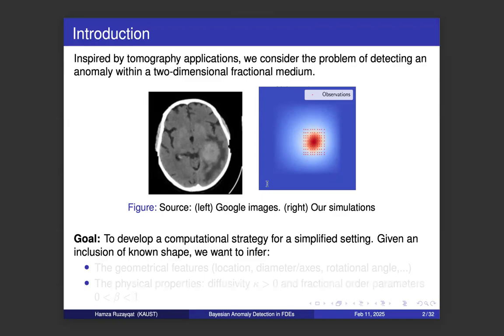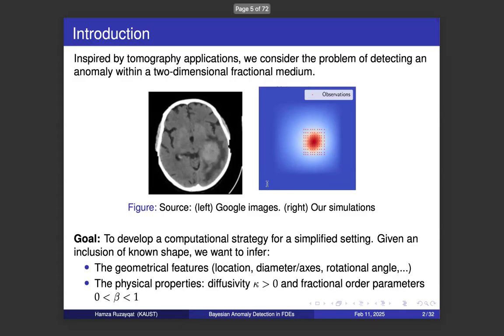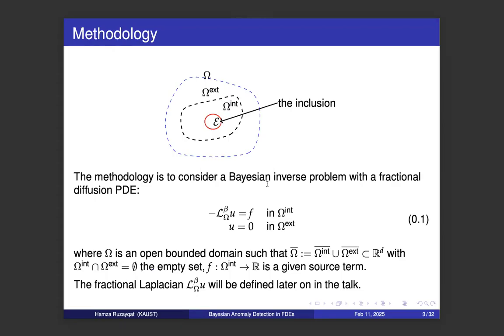So given an inclusion or an anomaly of a known shape, for example a square, a circle, or an ellipse, we want to infer the geometrical features of this anomaly: location, diameters or axes, the rotational angle, and also the physical properties. This includes two things: the diffusivity coefficient inside the anomaly region, and also the fractional order parameter beta, which we assume to be between 0 and 1, as we will see later.